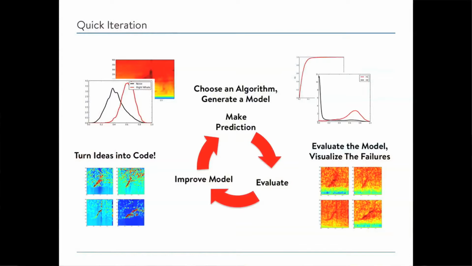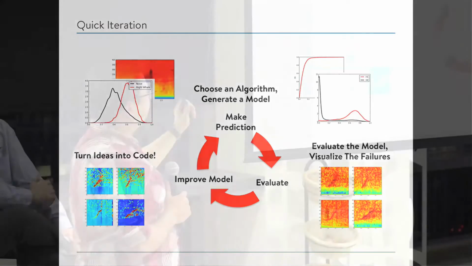And I made a lot of submissions. There's even a deep learning post that comments about how many submissions that I made. So I choose an algorithm, generate a model, evaluate that model, look at where I'm doing well and where I'm doing poorly, turn those ideas into code, and then just keep doing this loop over and over again. And so I focused on quick iteration and what could I learn in a short period of time.